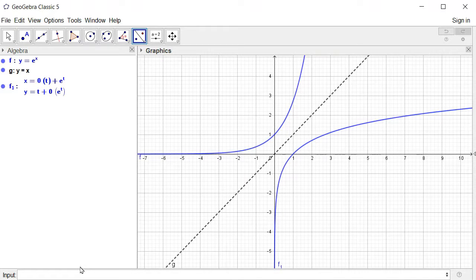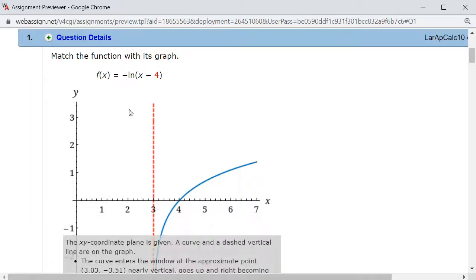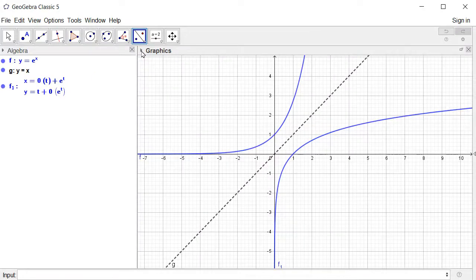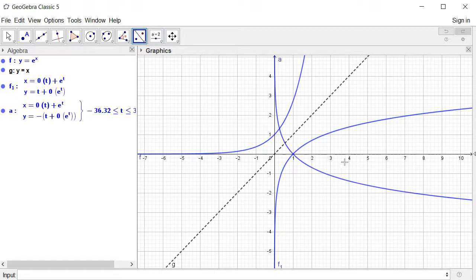Then what we need to do is reflect about the x-axis. We got the natural log function, but the negative sign is a reflection about the x-axis, so let's apply that. I'm going to reflect again, reflecting this graph about the x-axis. This is the graph of negative natural log of x. And after that, we just need to shift it to the right 4 units.